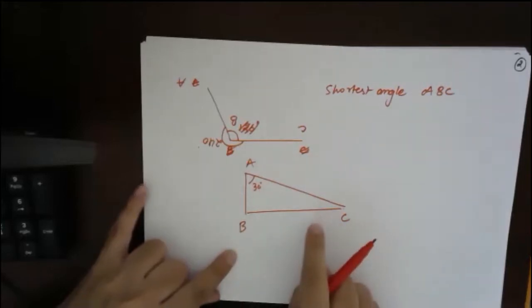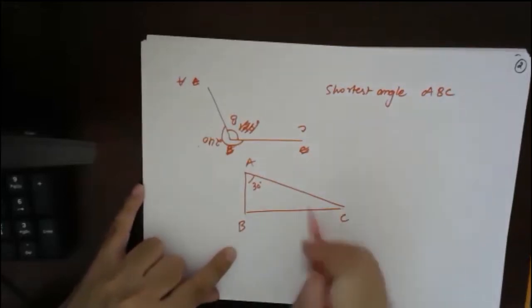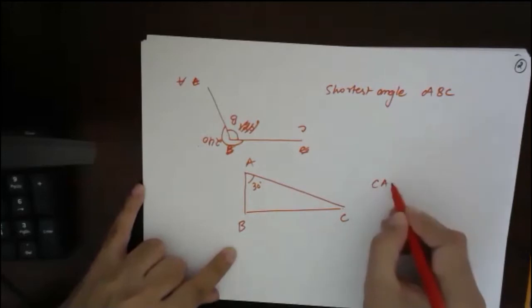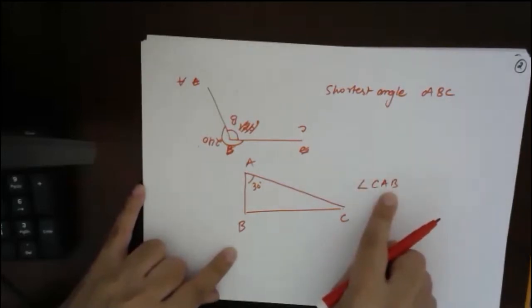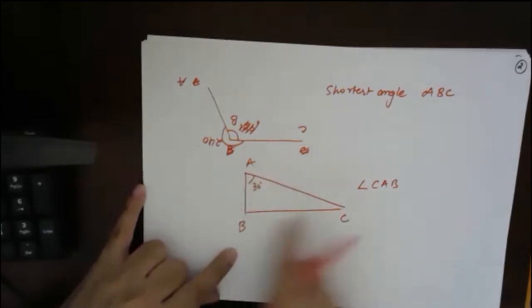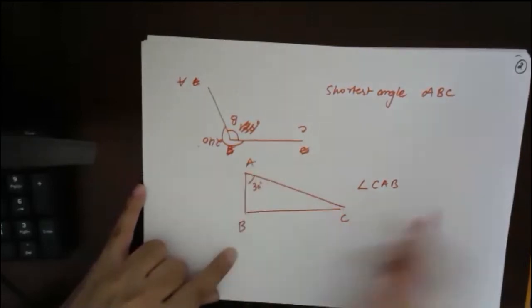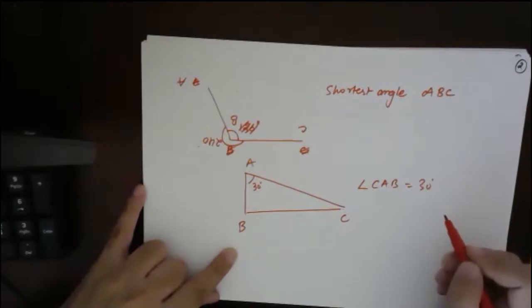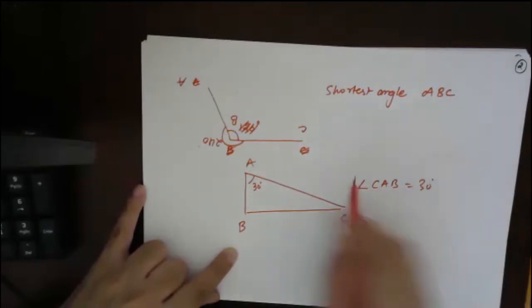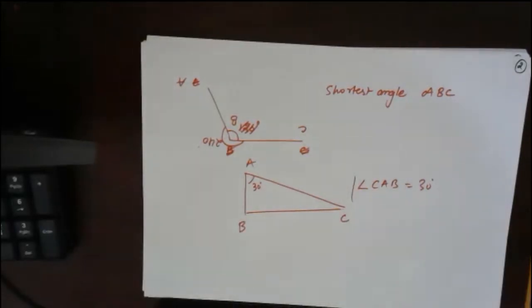So when we are talking about the angle of the triangle, what is the angle CAB? What is the angle of triangle CAB? Now because this is inside, we will always report inside of the triangle, so this will be 30 degree. Understood? So basically we are talking about reflex or acute or obtuse angle. Understood?